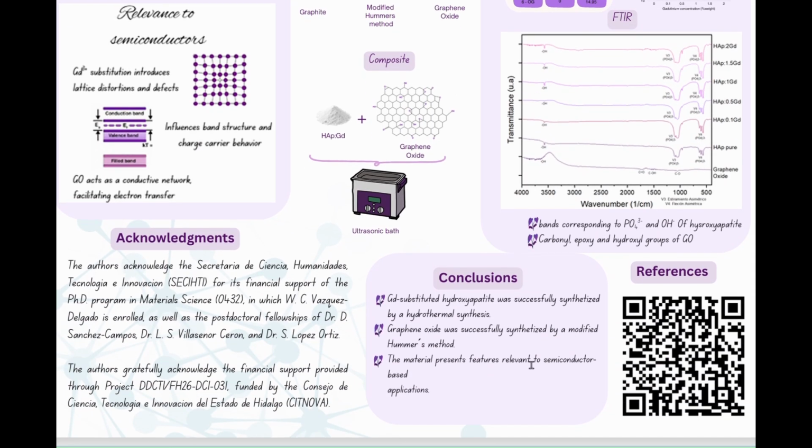In conclusion, gadolinium-substituted hydroxyapatite was successfully synthesized via a hydrothermal route, and graphene oxide was successfully produced using the modified Hummers' method. The resulting composite exhibits key structural features that are highly relevant to semiconductor-based technologies.